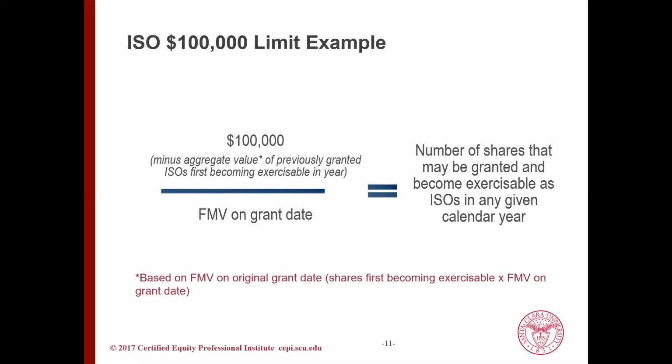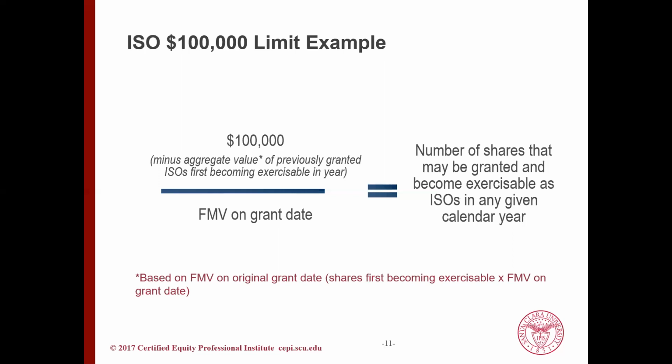Let's say fair market value on the grant date was $10. The $100,000 limit divided by 10 is 10,000 shares. If you were granting shares that would all be exercisable in that calendar year, and you were only granting 5,000 shares, then you're under the limit of the 10,000, and you have some leeway for granting more ISOs that vest in that year. Any shares granted in excess of this $100,000 limit are treated as non-qualified stock options.